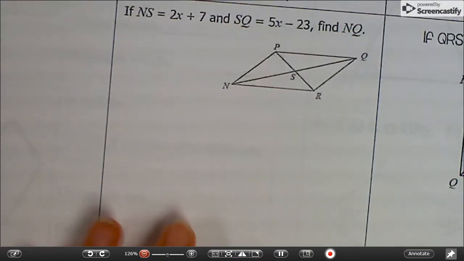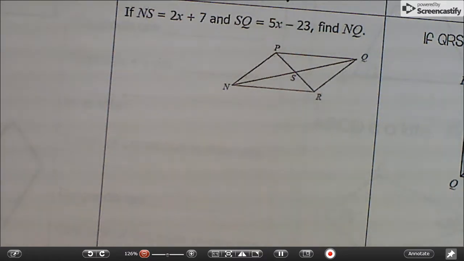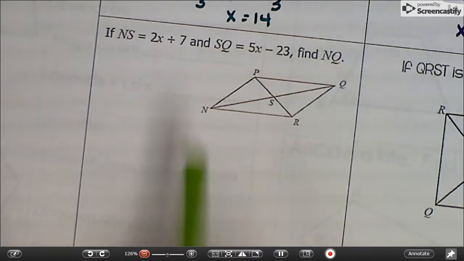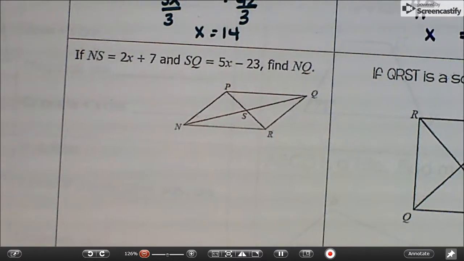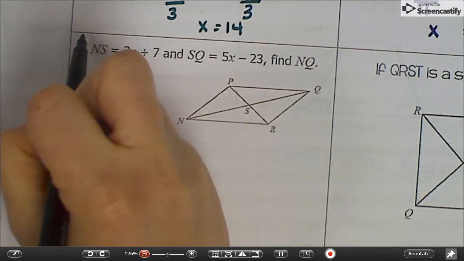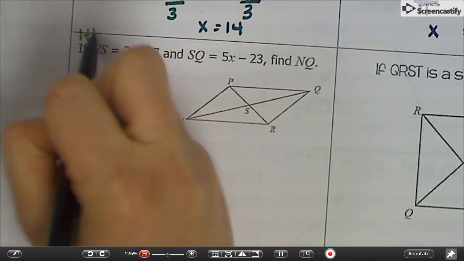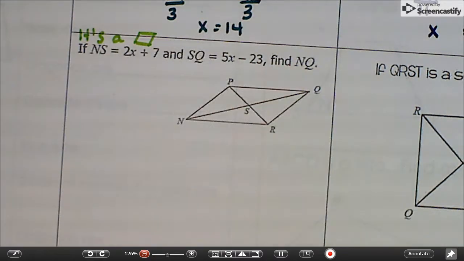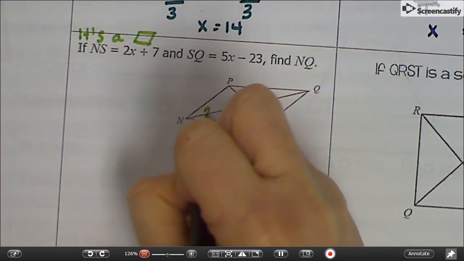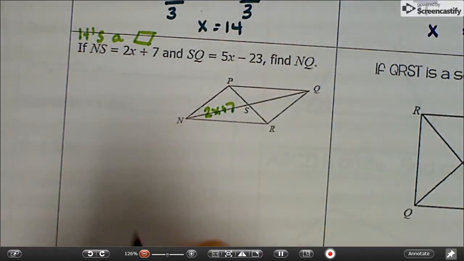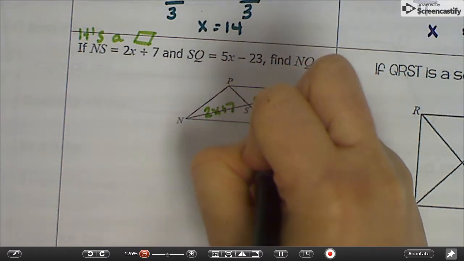So this problem, there's an actual issue. That is that I didn't tell you what it was. So if this was a problem given to you, you don't actually have enough information to solve it. But because I want us to, I'm going to tell you it's a parallelogram. All right, and then let's label our picture. It says that NS is 2x plus 7, and that SQ is 5x minus 23.